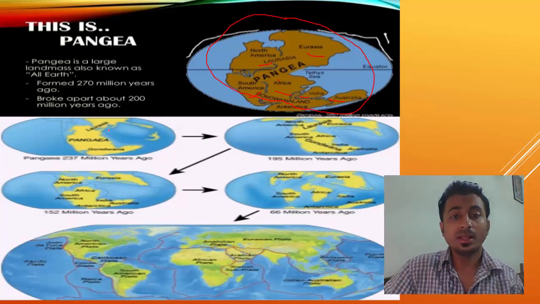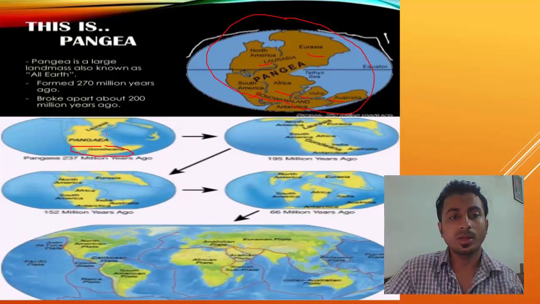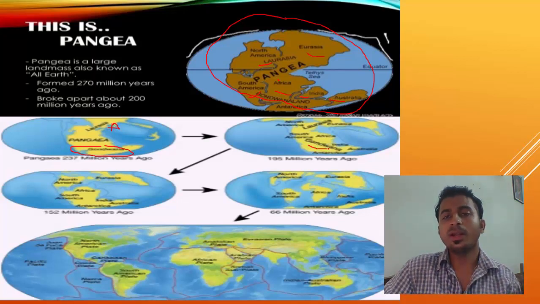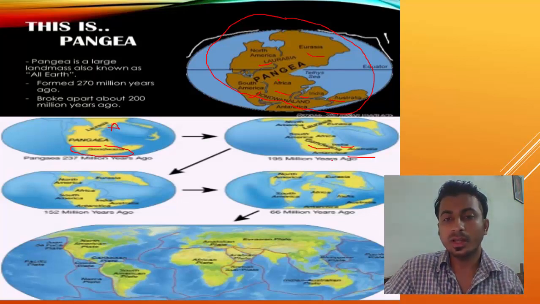Now then what happened? This landmass broke into two parts, Gondwana land and Angara land. They have not written here, but the northern part was Angara land. Gondwana land comprised of India, Australia, Antarctica and Africa, and they have written Laurasia. Laurasia was also known as Angara land. It was made up of North America and Eurasia.